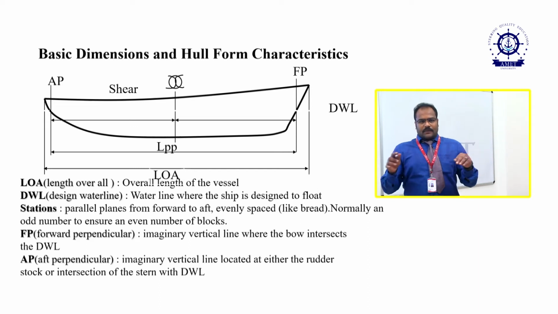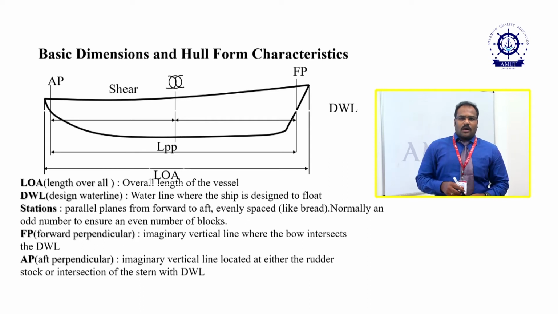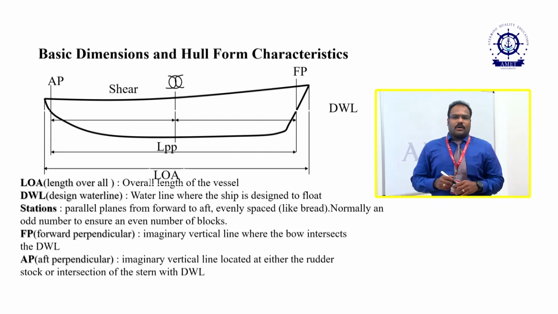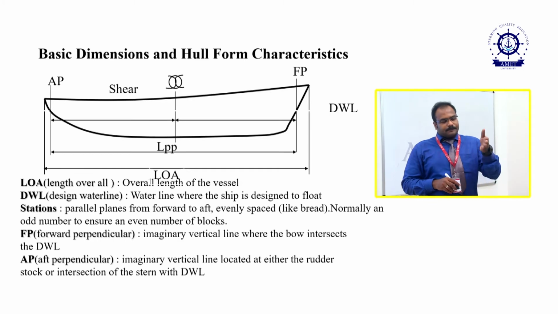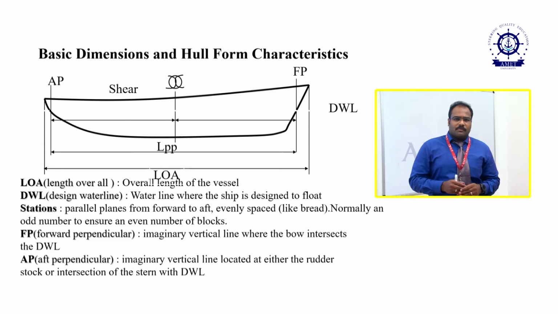That is length. So you have your length overall. The overall length, from peak to peak, is the length overall. Next is length between perpendiculars. You have your aft perpendicular and your forward perpendicular, and the length between these two is your length between perpendiculars.